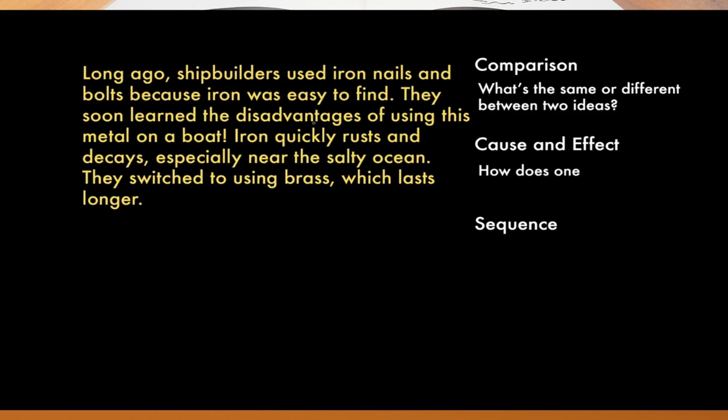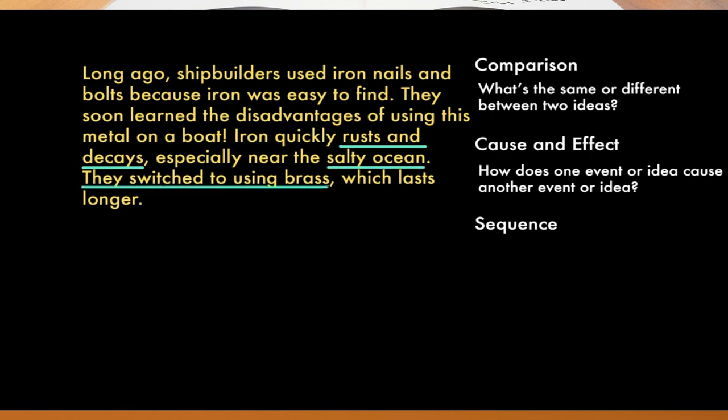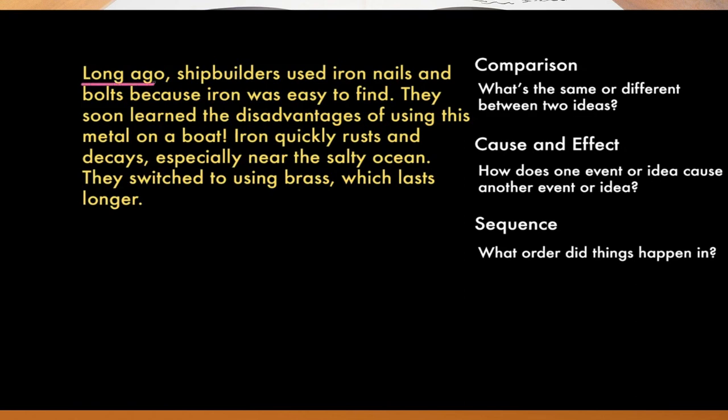Now let's talk about cause and effect. How does one event or idea cause another event or idea? Well, what happens when you put a ship with iron bolts into salt water? It rusts and decays. The ocean causes the iron to corrode and rust. So what did shipbuilders do as a result? They switched to using brass. And finally, sequence. What order did things happen in? Now the paragraph begins with long ago and talks about iron before it talks about brass. It then describes how shipbuilders switched to brass, so iron came first in the sequence.